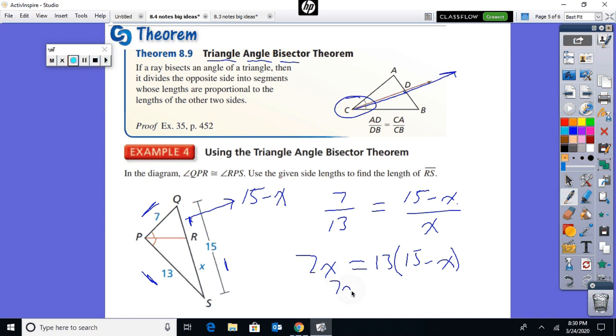So 7x equals 195 minus 13x. Add 13x's to both sides, divide by 20, and x is, it's a decimal again, right? 9.75. And that's okay. It's allowed to be. So there you go. So there's the length of our S right there.